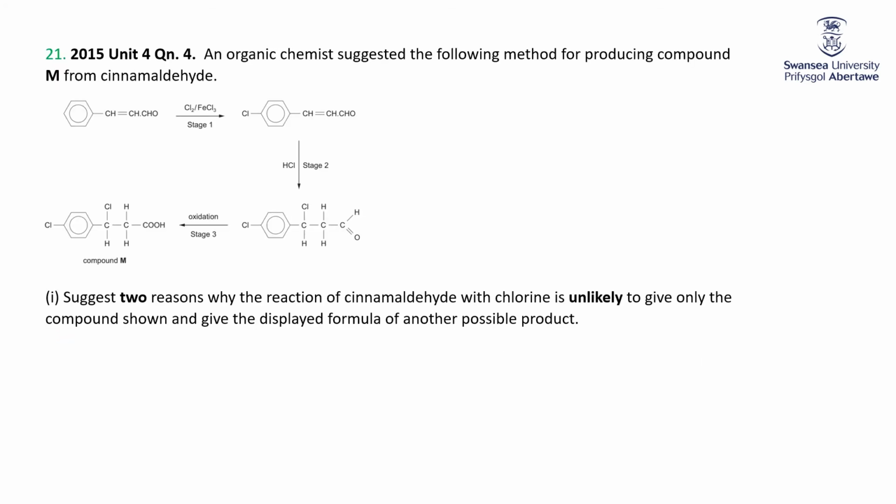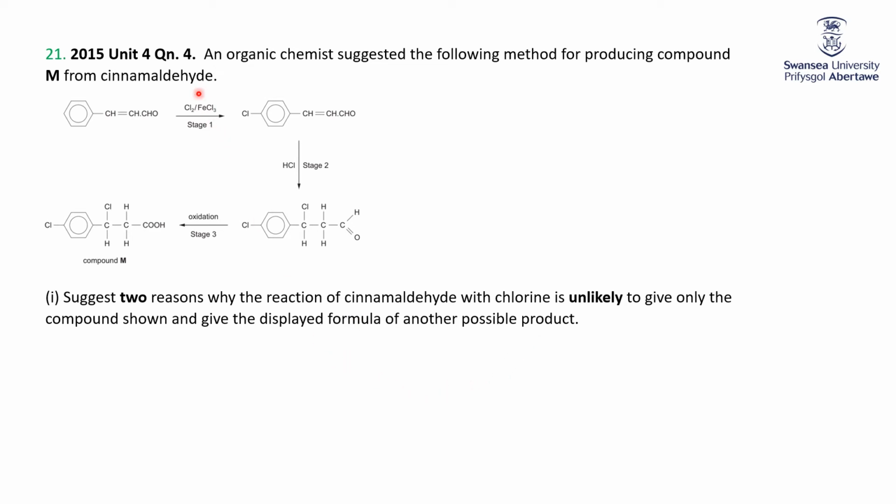Another nice long multi-part question, different parts of which we could have put in other worksheets, but it's a nice flowing question to do here. An organic chemist suggested the following method for producing compound M from cinnamaldehyde. This is cinnamaldehyde here. Suggest 2 reasons why the reaction of cinnamaldehyde with chlorine is unlikely to give only the compound shown, and give the displayed formula of another possible product.